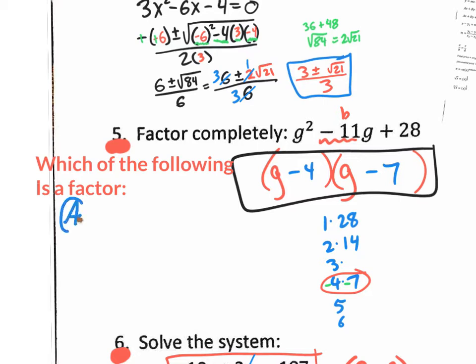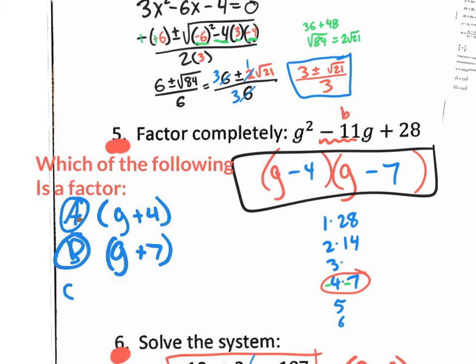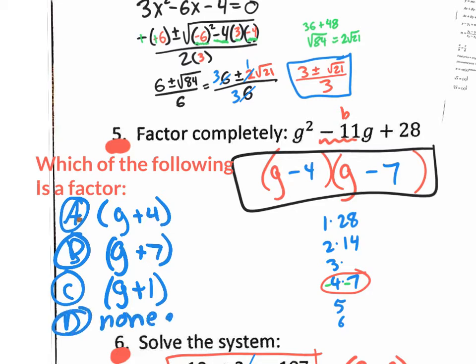Like I'm going to say option A is G plus 4. Option B is G plus 7. Option C is G plus 1. And maybe they say option D, none of the above. So what's the correct answer? None of the above, right?